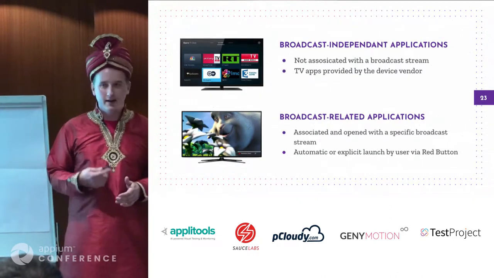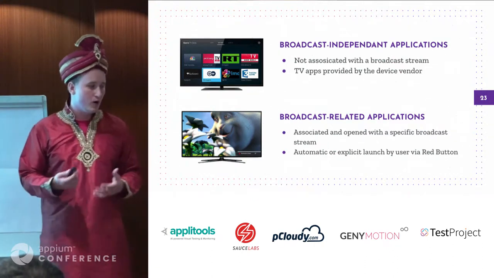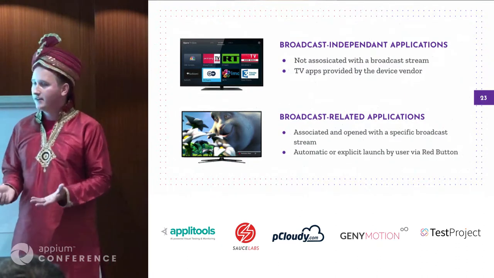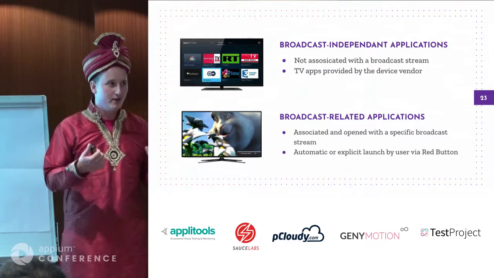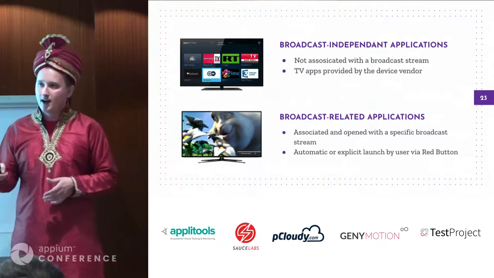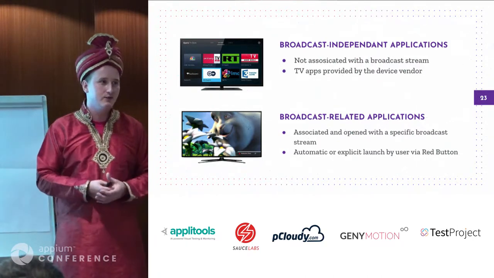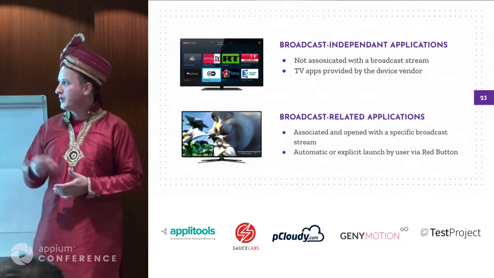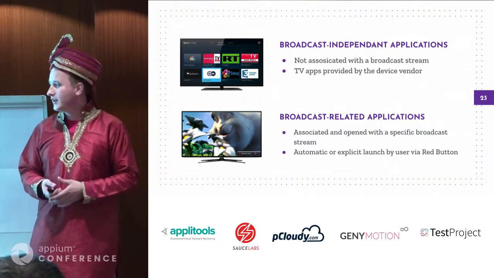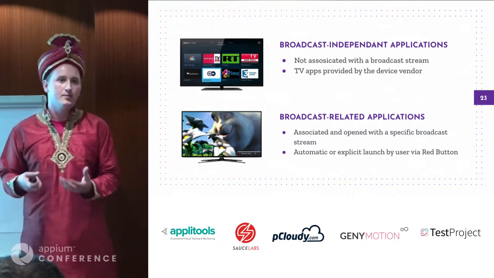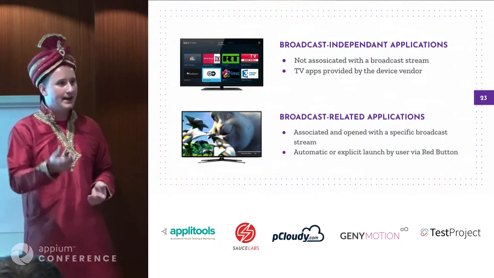And there are two kinds of HbbTV application. There's one that is broadcast independent and one that is broadcast related. The independent applications are usually downloaded via some sort of app store. You probably know this from Apple TV. You can go to the Apple App Store and download applications specific for an Apple TV. The same would be true for those broadcast independent applications. The more common ones are usually broadcast related. That means that you open a broadcast channel and it would show you that an HbbTV application is available so you can access it directly.